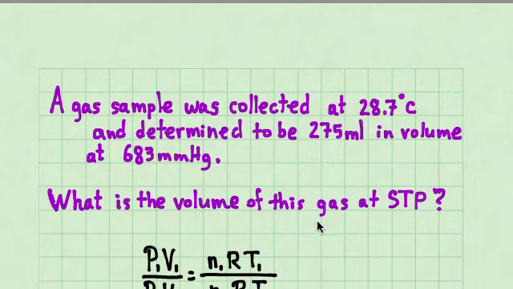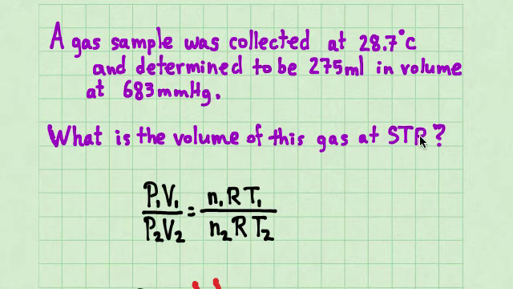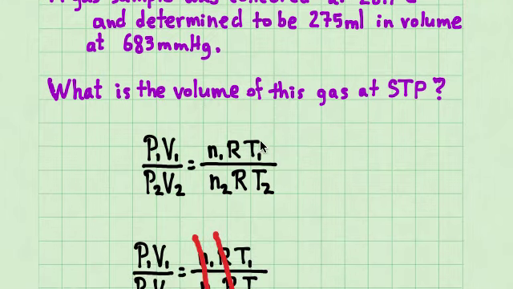Let's see. What if we wanted to change conditions of a gas to standard temperature pressure conditions, which is often done? I collect a gas at 28.7 degrees Celsius. The volume is 275 milliliters, and the pressure was measured at 683 millimeters of mercury, also known as 683 torr. What is the volume of this gas at standard temperature pressure?